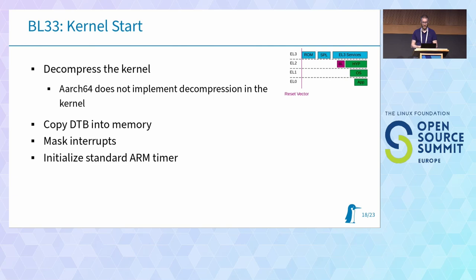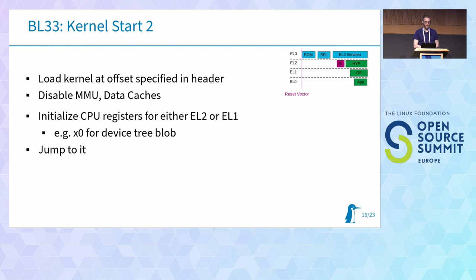We also need to copy the device tree, or in this case, not the device tree description I showed before, which was the source description. We are going to copy a device tree binary into memory. Then we also need to mask interrupts, so our boot is not interrupted by any device receiving Ethernet data or a timer interrupt firing. And we need to initialize the standard ARM timer to a default value, but keep its interrupts off. We are then going to put our kernel at an offset specified in the header.